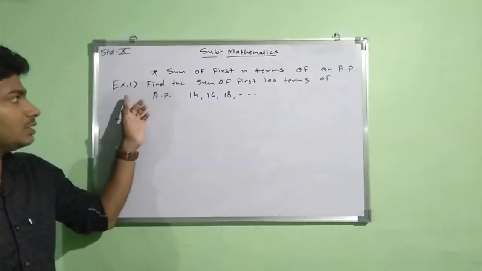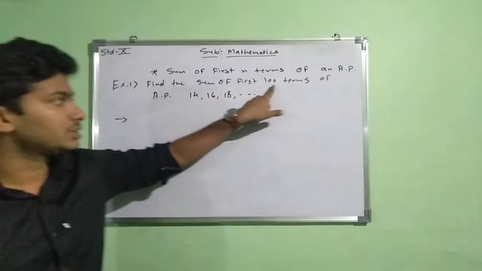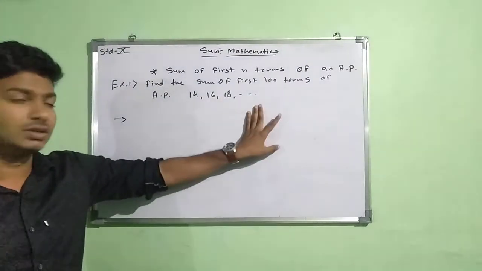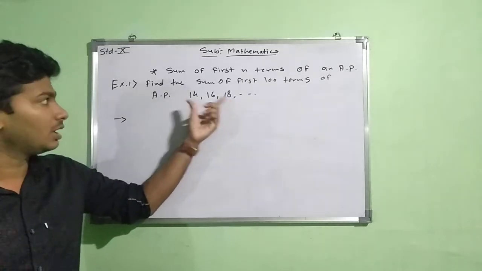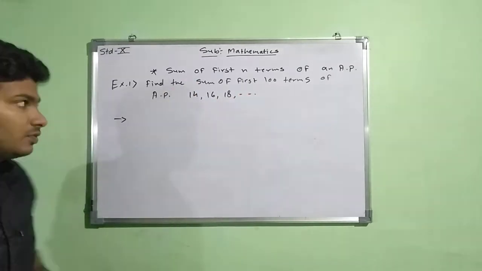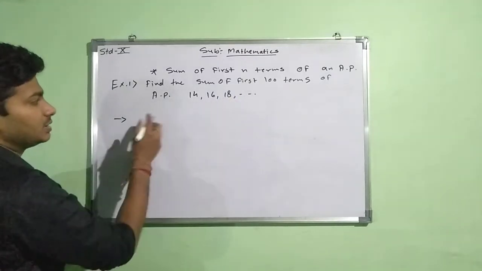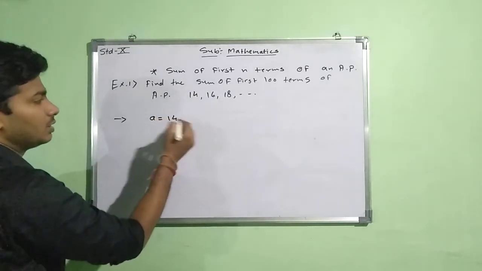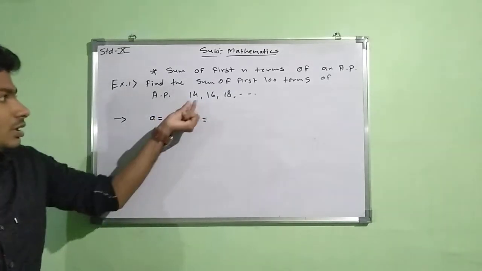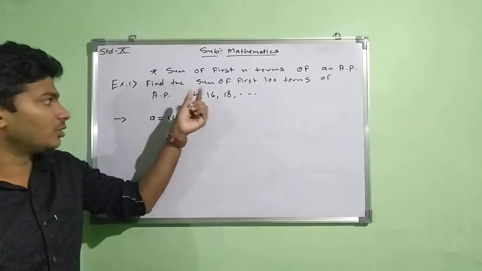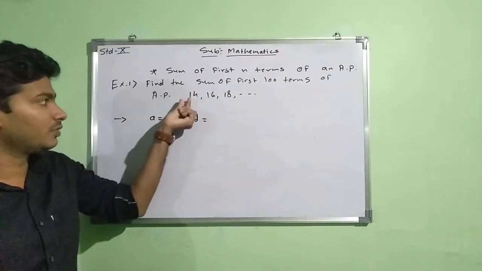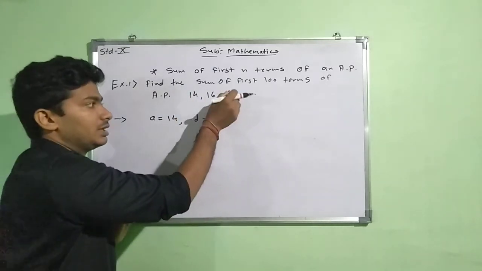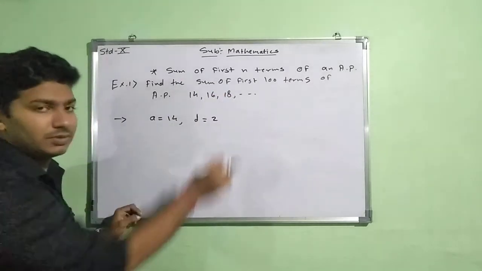This is example number 1, and the question is: find the sum of first 100 terms of the arithmetic progression 14, 16, 18 and so on. We have to find the sum of first 100 terms. The first term is 14, so the value of a is 14. We find the common difference by subtracting the first term from the second term: 16 minus 14 is 2. Similarly, the third term minus the second term, 18 minus 16, is also 2.